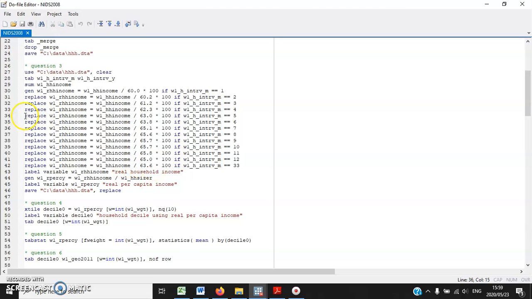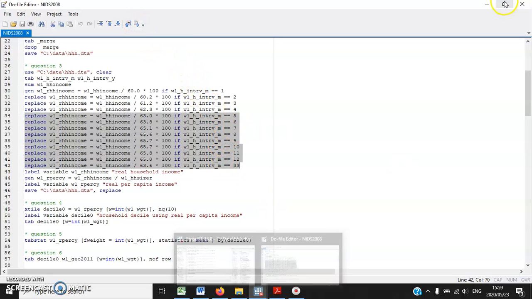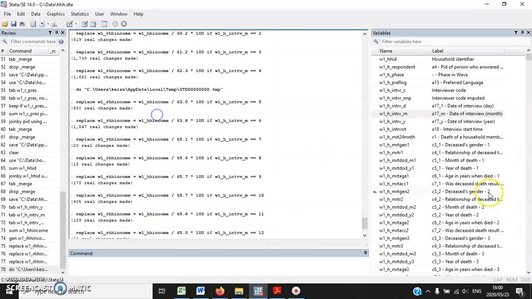So let's highlight from line 34 to 42. Let me first stop for 10 seconds. I want you to read these commands to make sure you really understand what's going on before we execute the commands. Okay, execute. Let's close the do file. Okay.